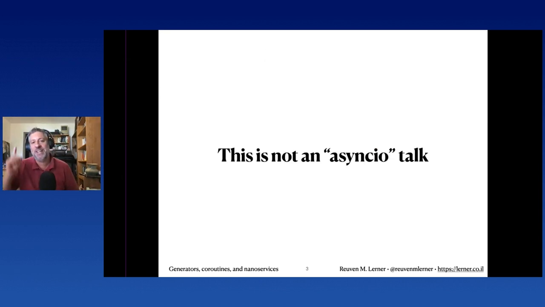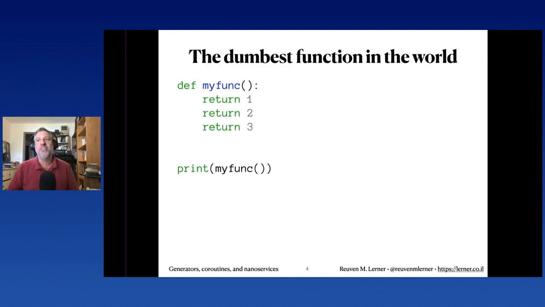The real topic is, this is not an async IO talk. I know whenever someone talks about coroutines nowadays, you assume it's about async IO. Now, I will tie this together with async IO later on, but for now, we're not going to be talking about that, which raises the question, what am I talking about? I'm glad you asked. So let's start off with the dumbest function in the world.